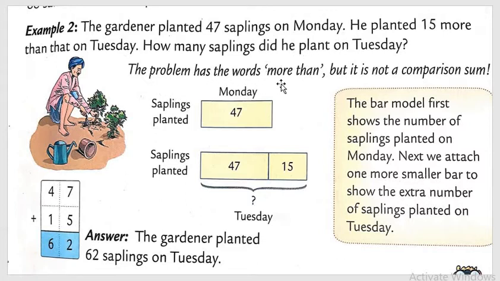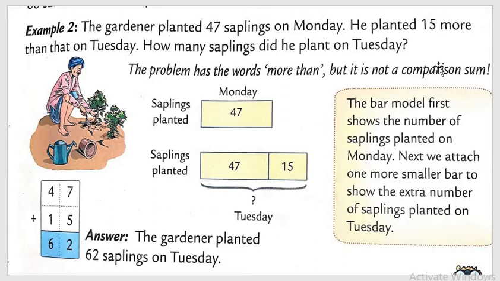The problem has the words "more than," but it is not a comparison sum. What do they clarify to us? The problem has the words more than. So what to do? We have to compare how many saplings were planted on Monday and how many on Tuesday. More than means comparison, but it's not a comparison sum.